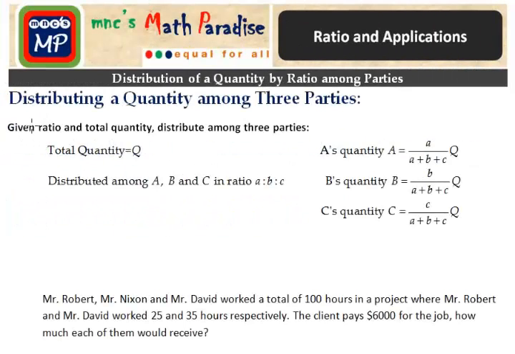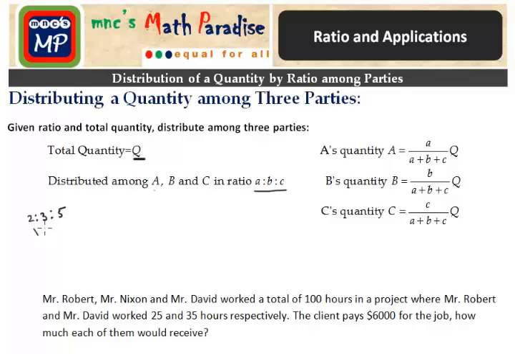Now we will see how to distribute a quantity among three parties. So let us assume that the total quantity given is Q and it has to be distributed among three parties A, B and C in the ratio a : b : c. So let us see one example. If we are distributing 2:3:5 among A, B and C, that means if A got $2, B will get $3, C will get $5.